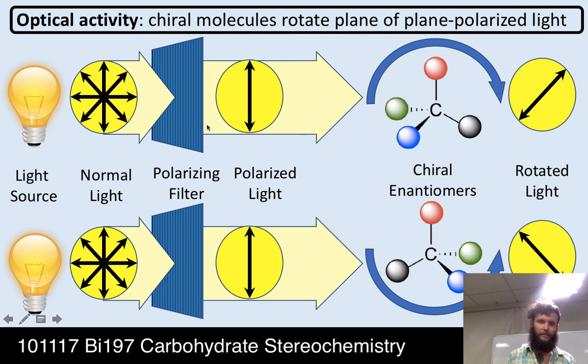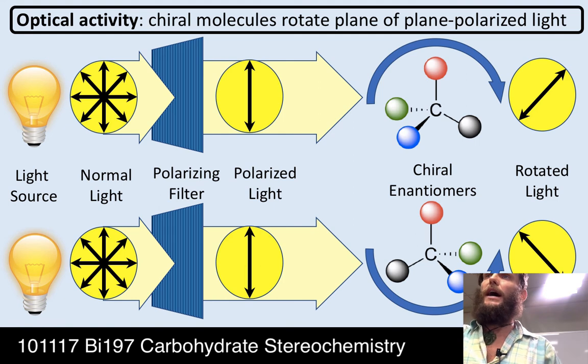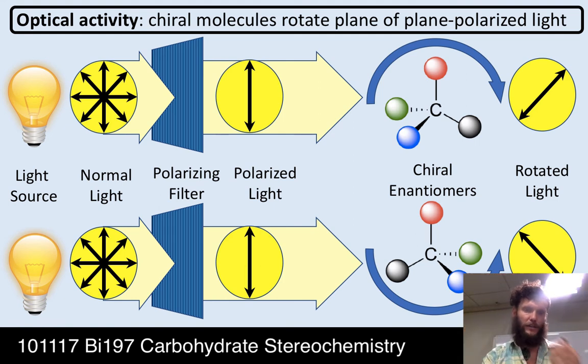So optical activity. These chiral molecules, we can take light, and light is a wave, and as a wave goes, it can go up and down, or it can go side to side, or it can go in any direction along the path of the light, and that's what I'm depicting in the normal light portion of this picture. But I can pass that normal light through what's called a polarizing filter.